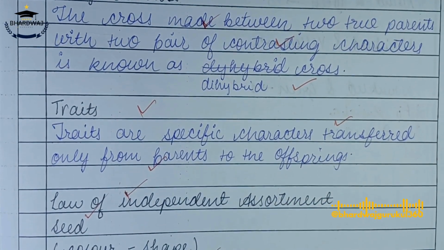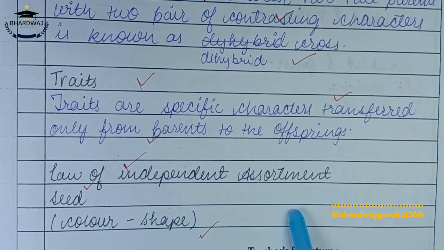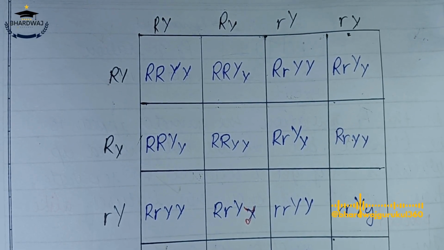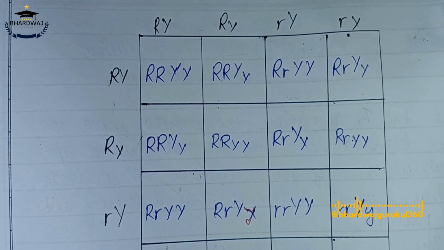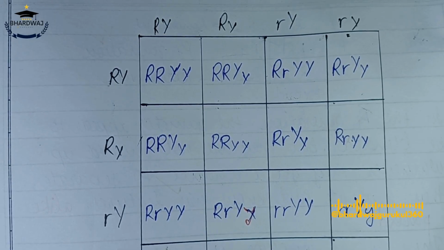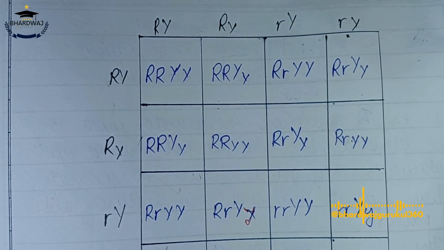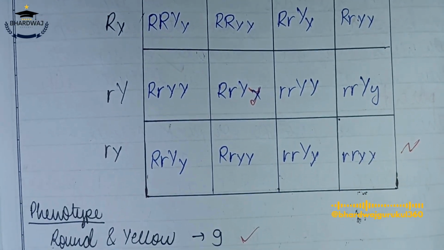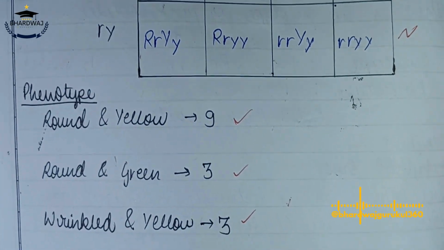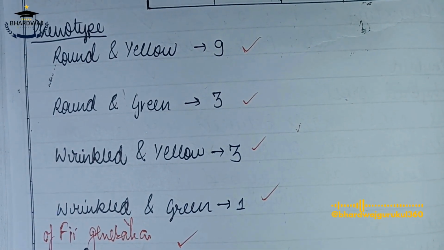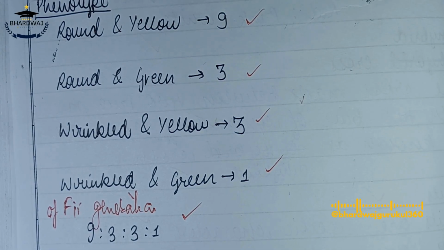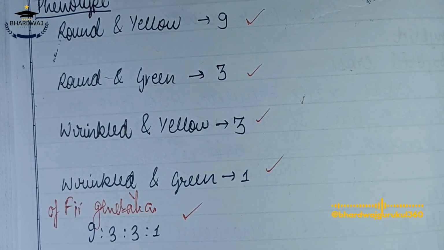Now the third law, law of independent assortment. Now if we make the Punnett square considering the shape and color of the seeds, we get the cross like this. Phenotype will be round and yellow, 9 offspring, round and green, 3 offspring, wrinkled and yellow, 3 offspring, and wrinkled and green, 1 offspring. So the ratio will be 9:3:3:1.